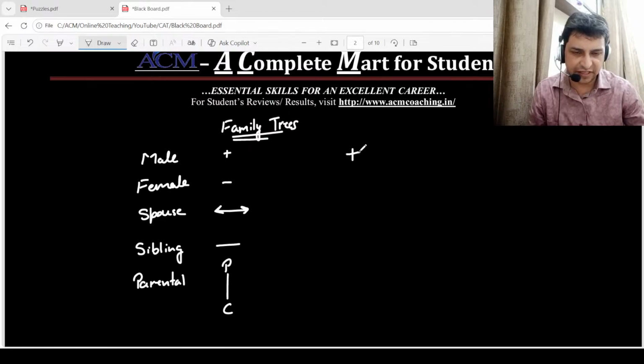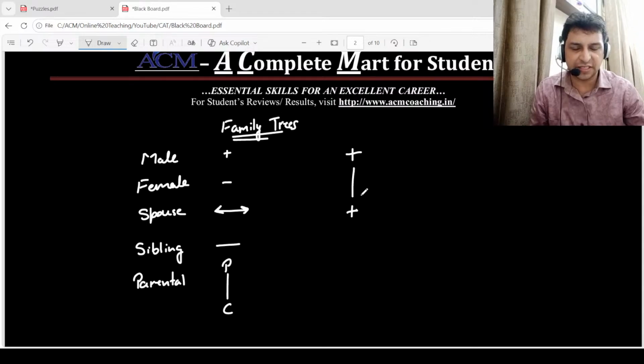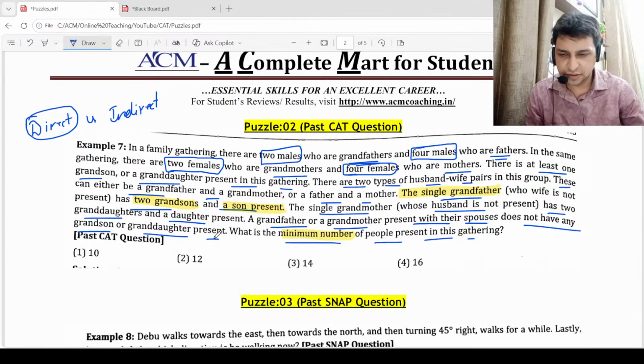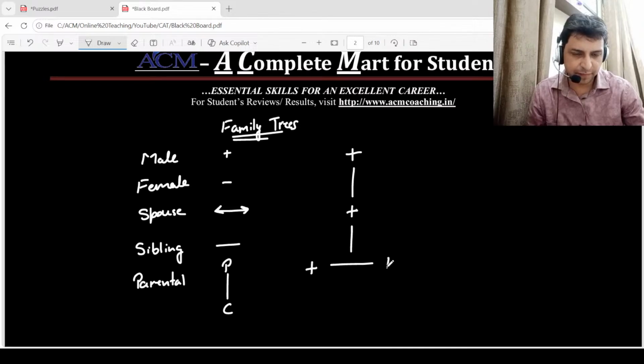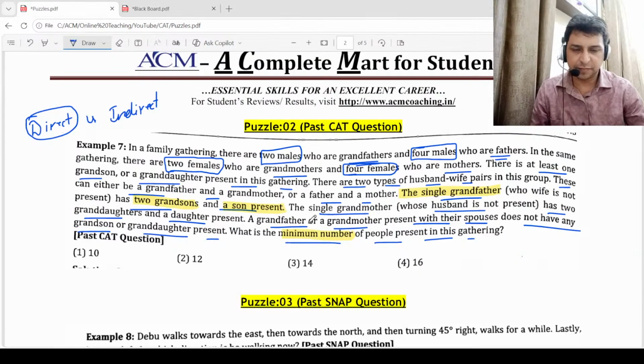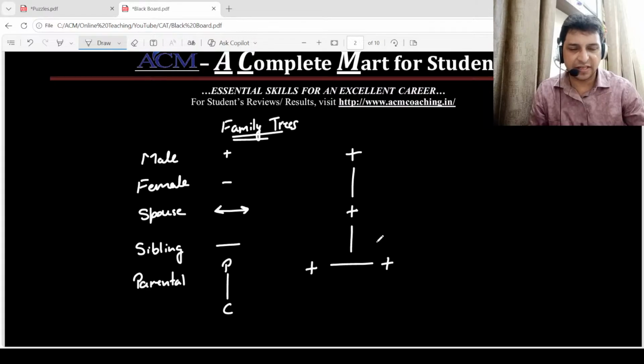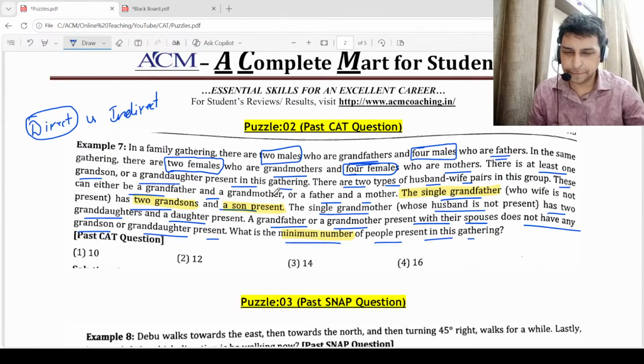Let's make a single grandfather here. He has a son present. So parents upar, bacche niche, parents are upward and the children are at the bottom. The single grandfather, two grandsons and a son. That means there are two sons of this father, and this grandfather has two grandsons, right?